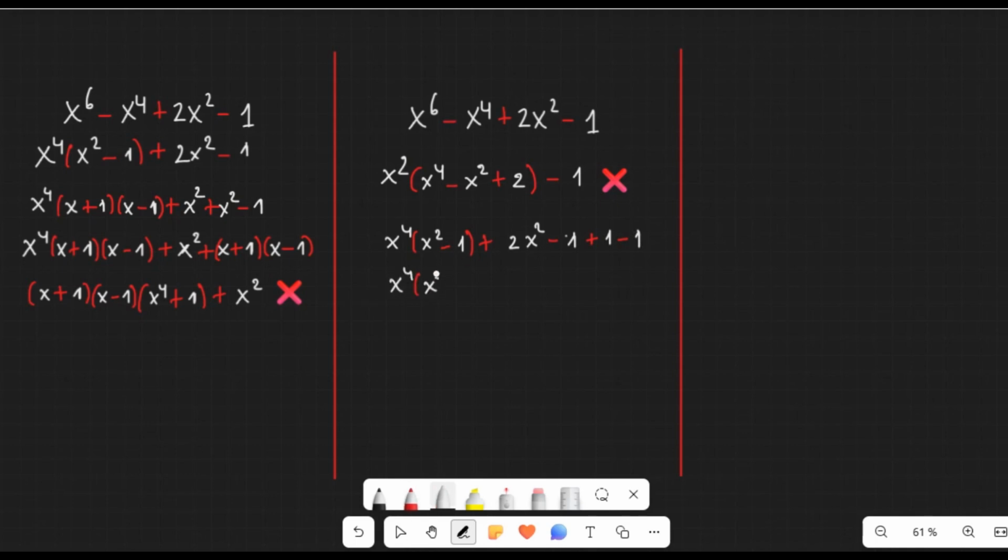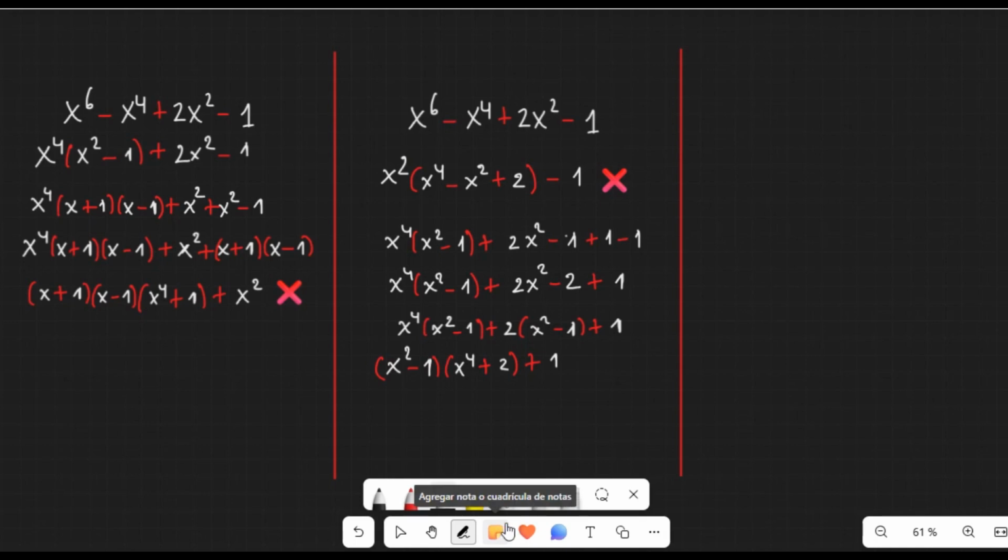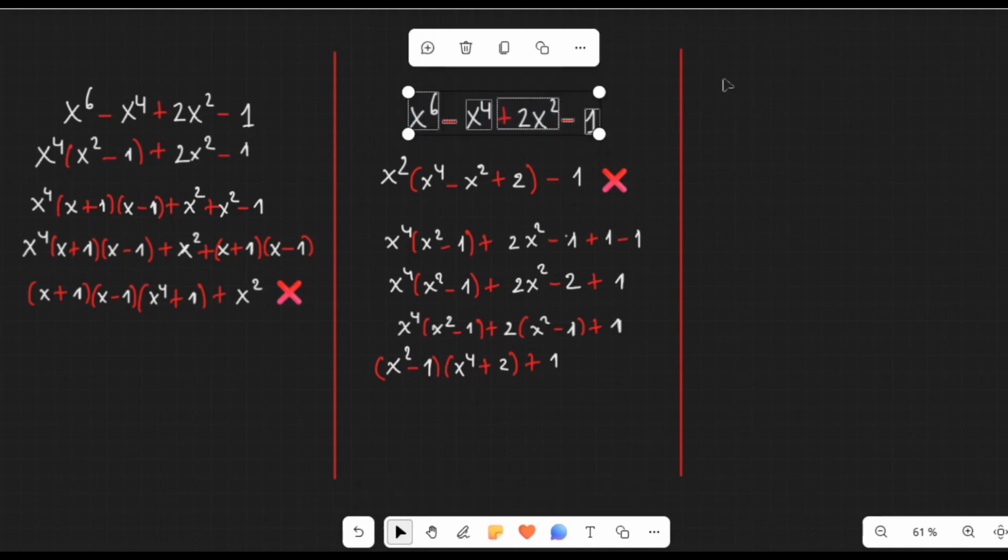We operate the numbers, joining the negative 1 with the other negative 1 to form a minus 2. We factor out this number 2, leaving the expression x squared minus 1 inside a new parenthesis. We extract this parenthesis that repeats on both sides to multiply it by x to the 4th plus 2. However, we once again have a loose plus 1 at the end, preventing us from having a perfect factorization.